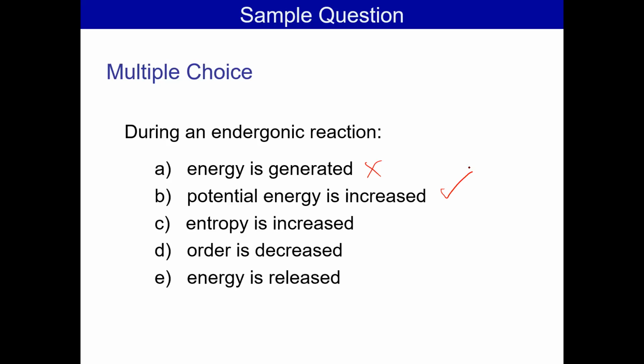That probably means the other ones are wrong, but let's just talk about them for a minute. Entropy is increased. Entropy means disorder. We're not doing that. We're actually decreasing entropy. We're making something complex. And energy is released, which is the same as energy is generated. So again, trying to understand the language of what is going on is going to be really important for people on this midterm.